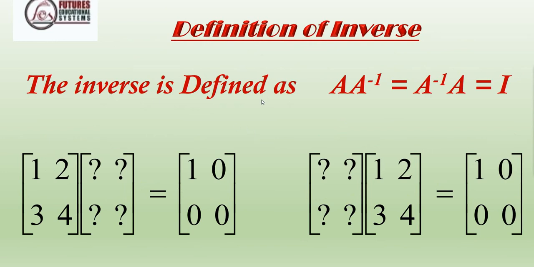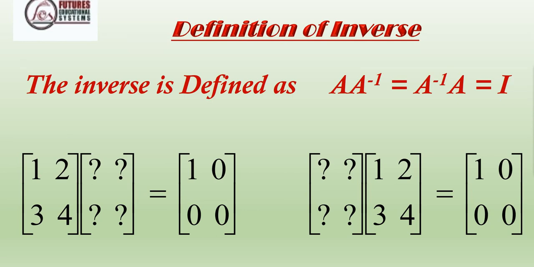Definition of inverse. The inverse is defined as A by A inverse equals A inverse by A equals the identity matrix. In the question, put the inverse of the 2 by 2 matrix 1, 2, 3, 4.